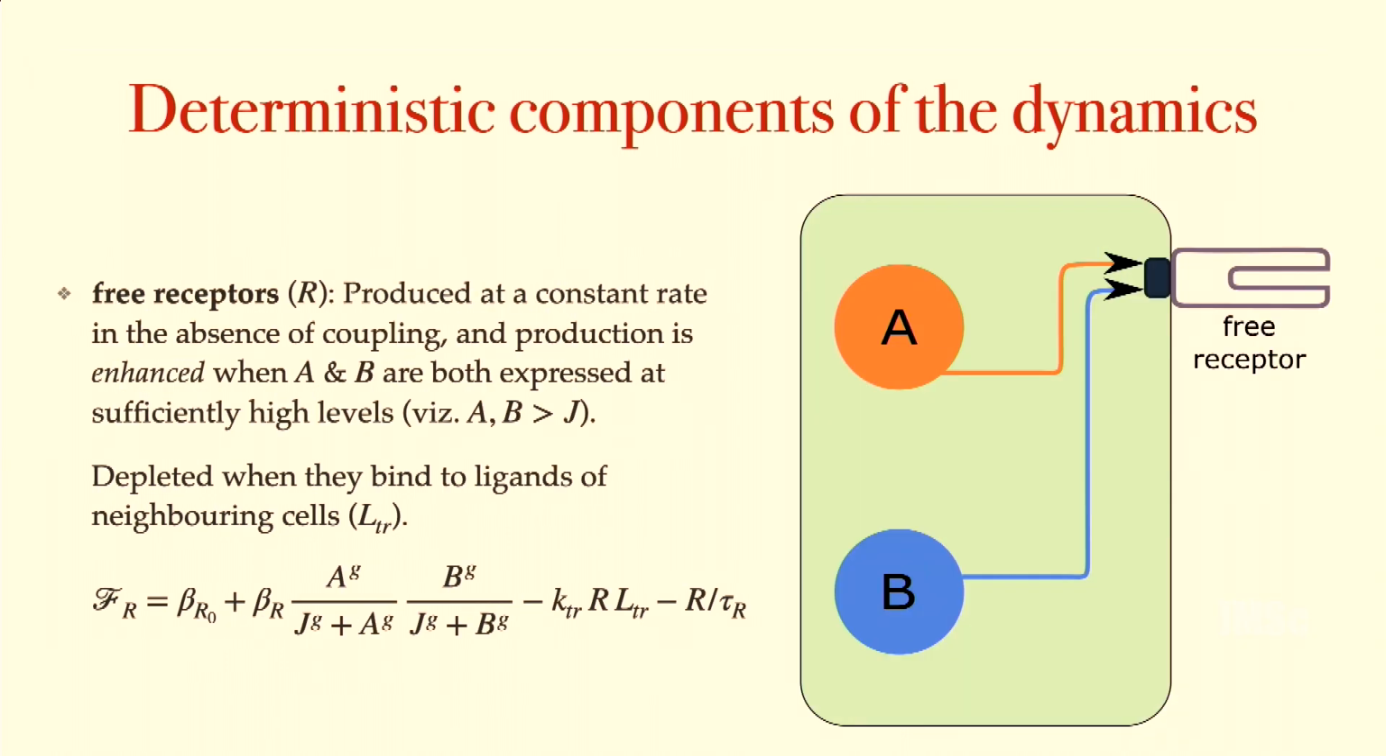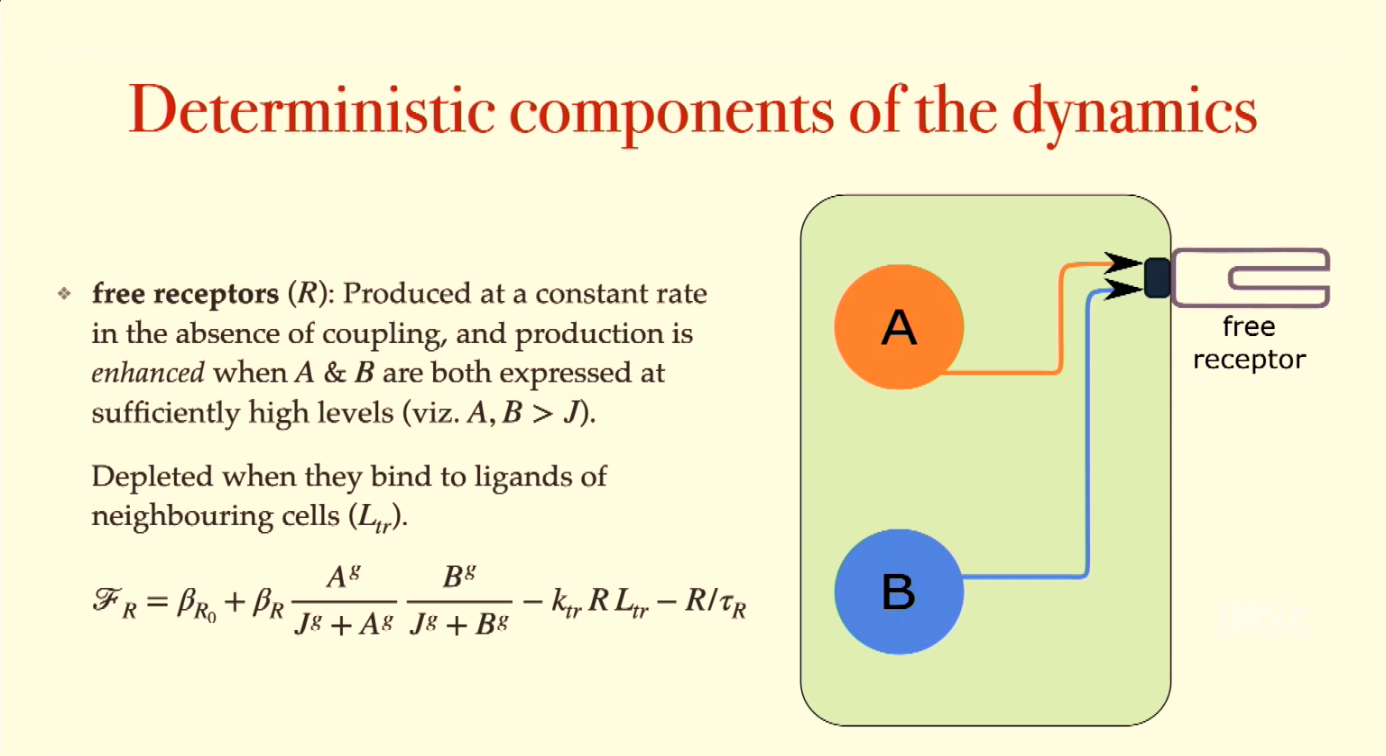We also assume, and this is actually one of the key assumptions of our model, that Notch signaling plays the most important role when there is ambiguity. The ambiguity occurs when both A and B, the gene expressions of your input genes, are compatibly high. That is when you expect the decision-making process to kick in, and so we assume that the expression of receptors is upregulated by both A and B when they're both sufficiently high.